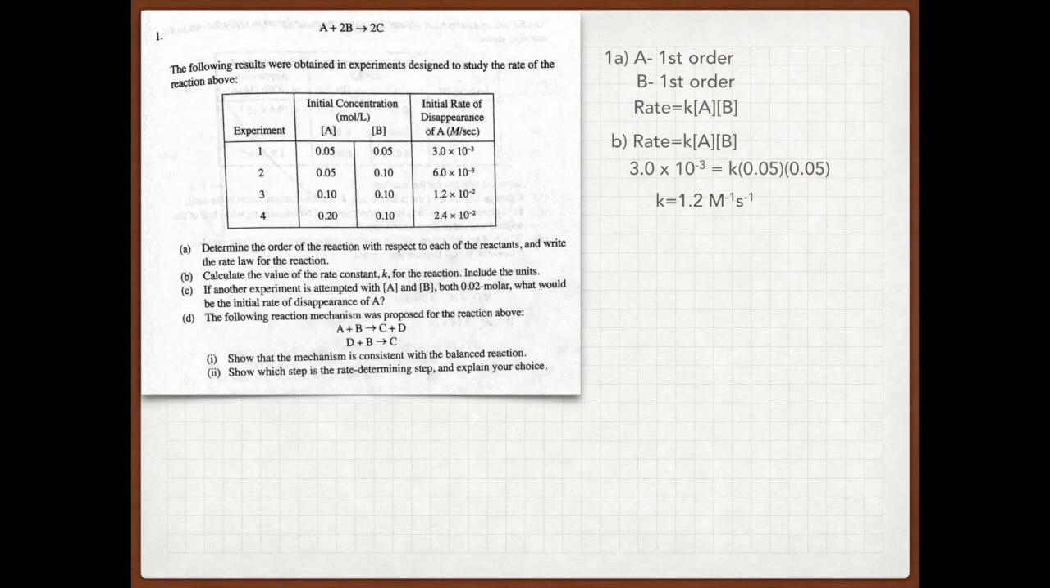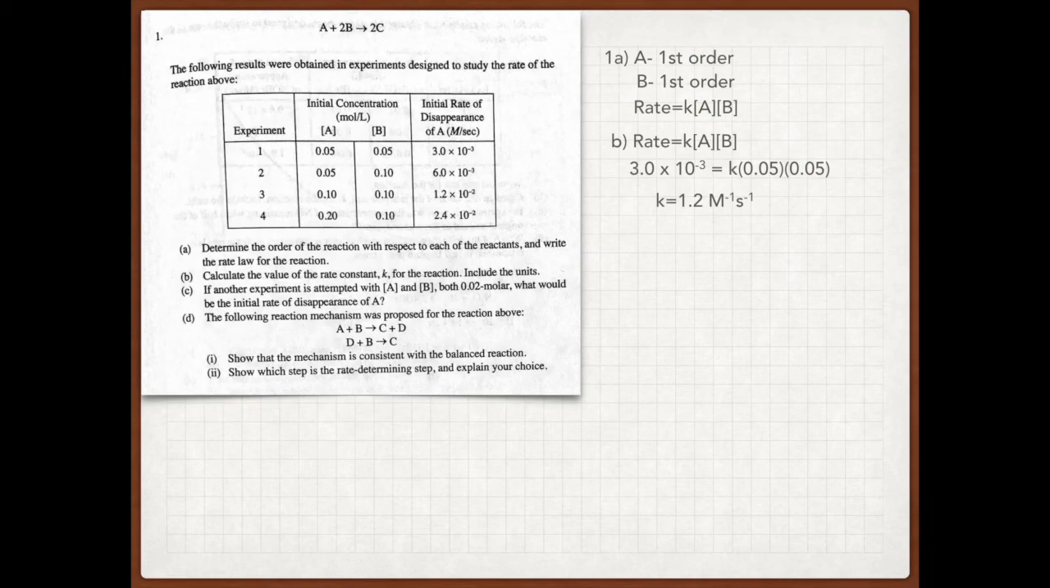Now, unit-wise, overall, the order for this is second order, which means the units, molar times molar, would be molar squared. So remember, rate is molar per second. Molar squared is on the other side, which means to get rid of molar squared, I need to multiply that by molar to the negative 1, because that just makes it molar, and then seconds to the negative 1.